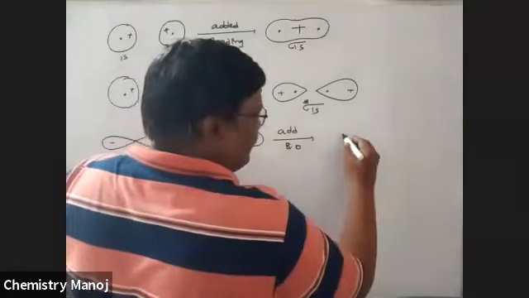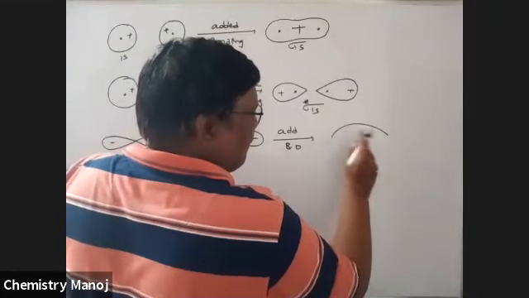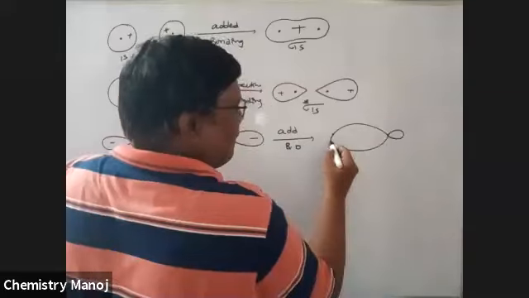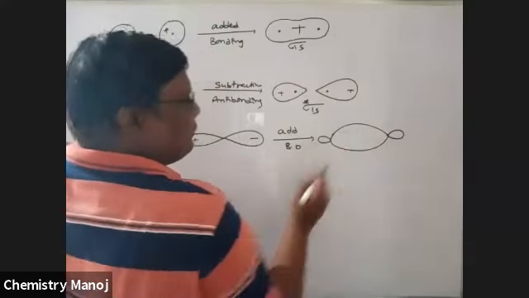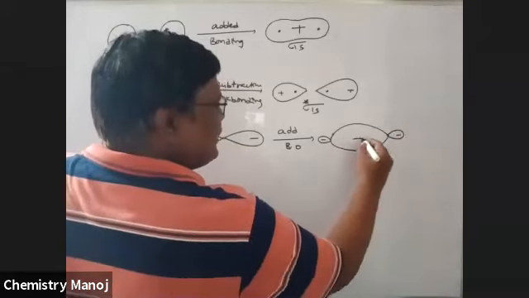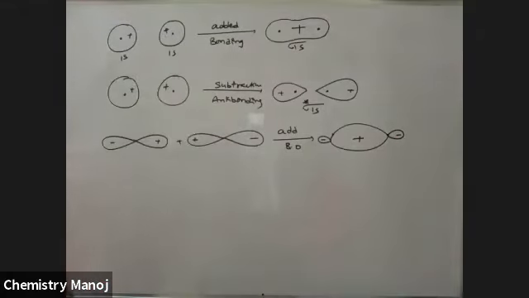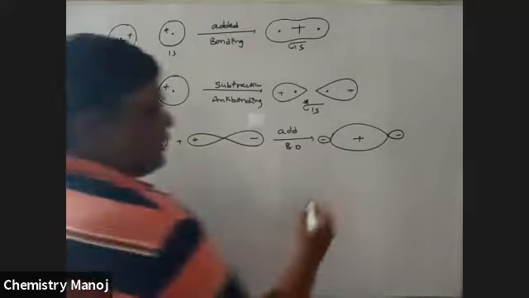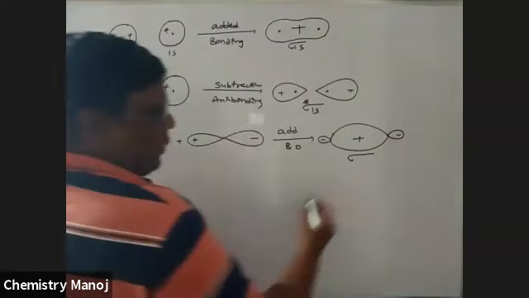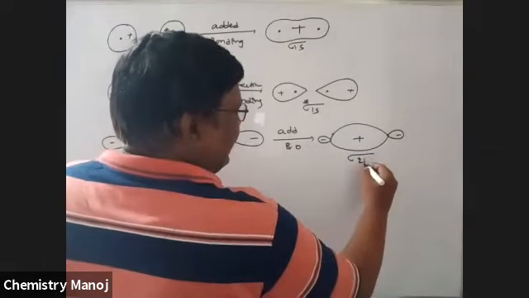See here, like this. This is minus, this is plus. So this is sigma bonding, the sigma 2pz orbital.